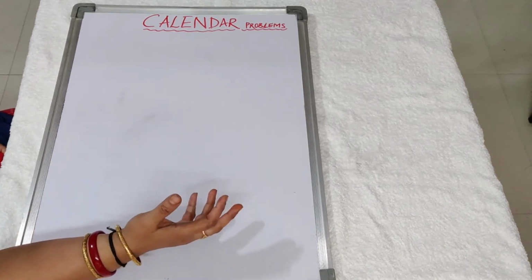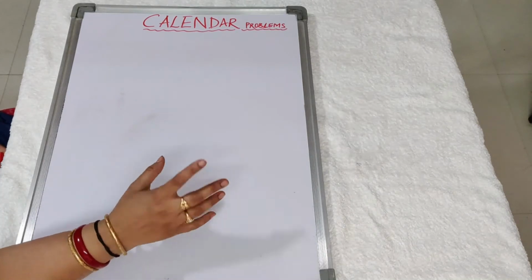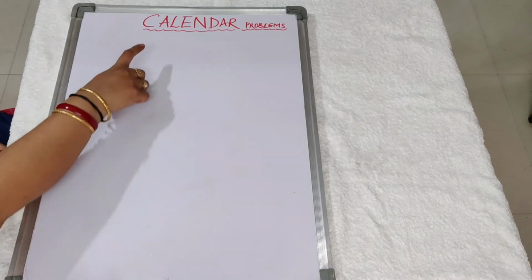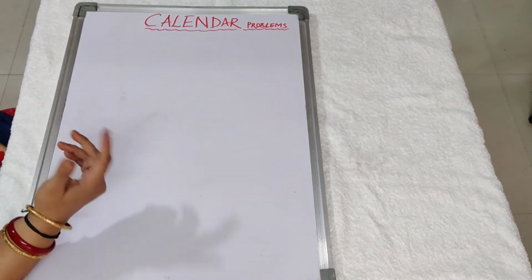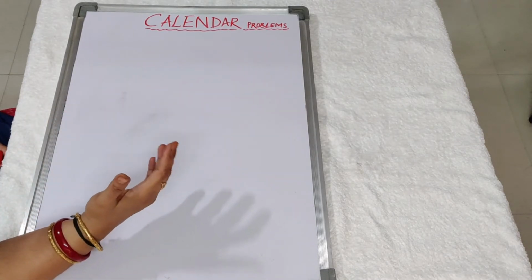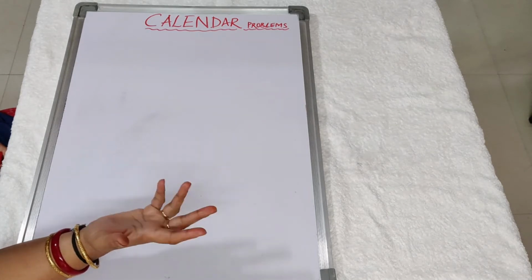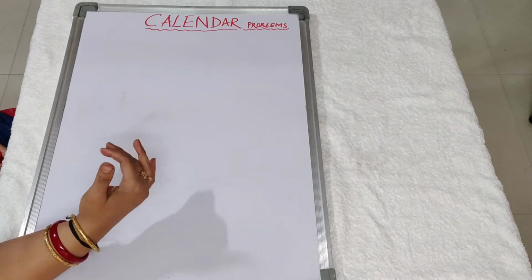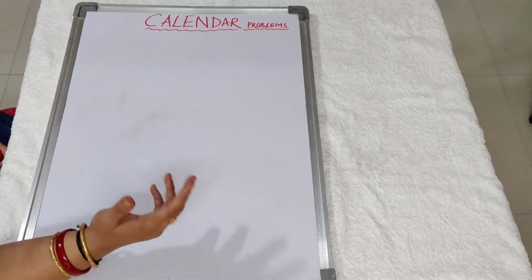So today we are going to explore a new area in aptitude, and we quite often find problems on calendars. Like we get questions such as: find the day when it is 14th September 2023, or find the day of 14th July 1668, something like that.